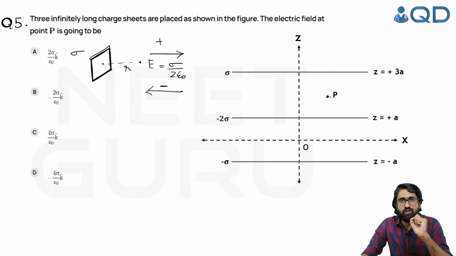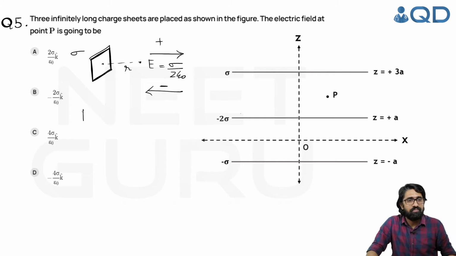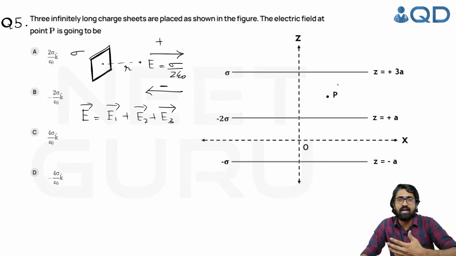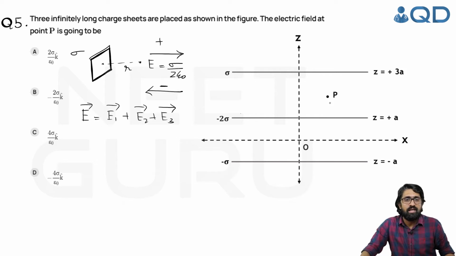Now, to find the net electric field at point P, E vector will be equal to E1 vector plus E2 vector plus E3 vector. That is according to superposition principle. We have three thin sheets here. We should find the electric field at point P due to each sheet and then do the vector sum to get the net electric field at point P. Now, we'll take each individual electric field here separately and study that. The sheets here, I'll number them as 1, 2, and 3.